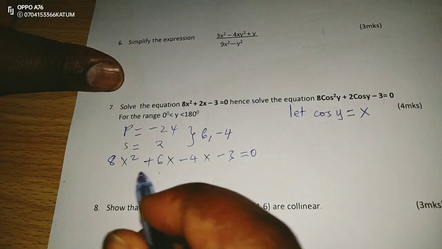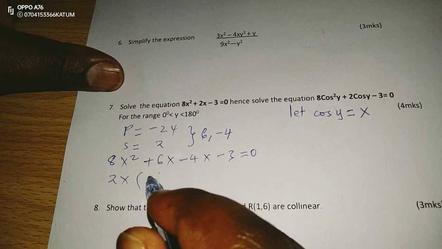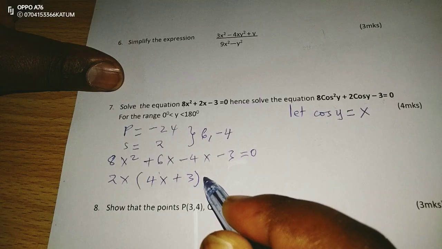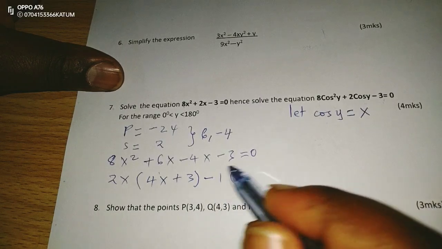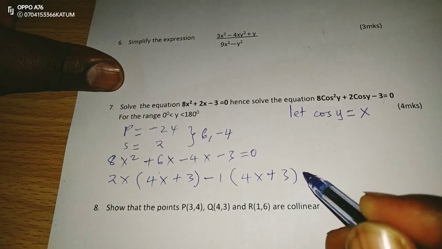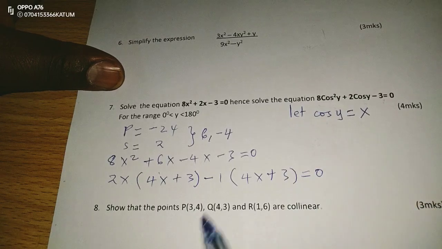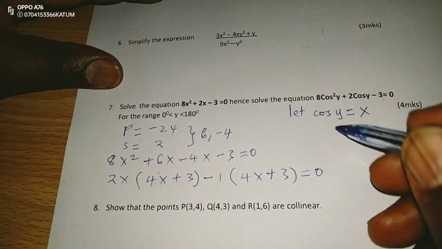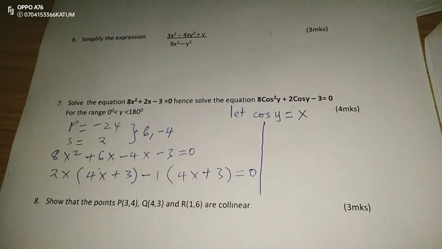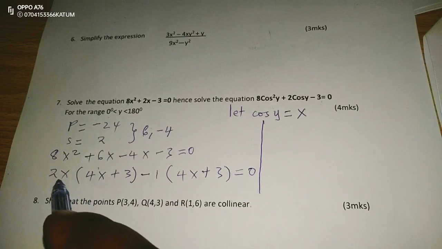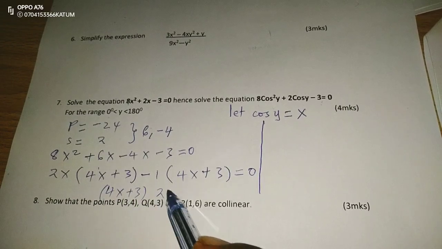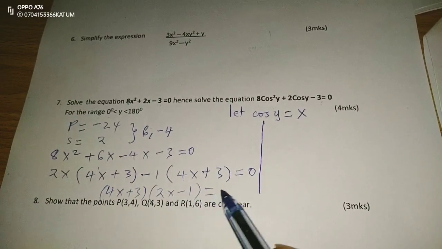In the first two terms, we have 2x being common, to remain with 4x plus 3. Then we can have negative 1 in the last two terms, so that here we will have 4x and positive 3. So we have 4x plus 3 and 2x minus 1. This is equal to 0.